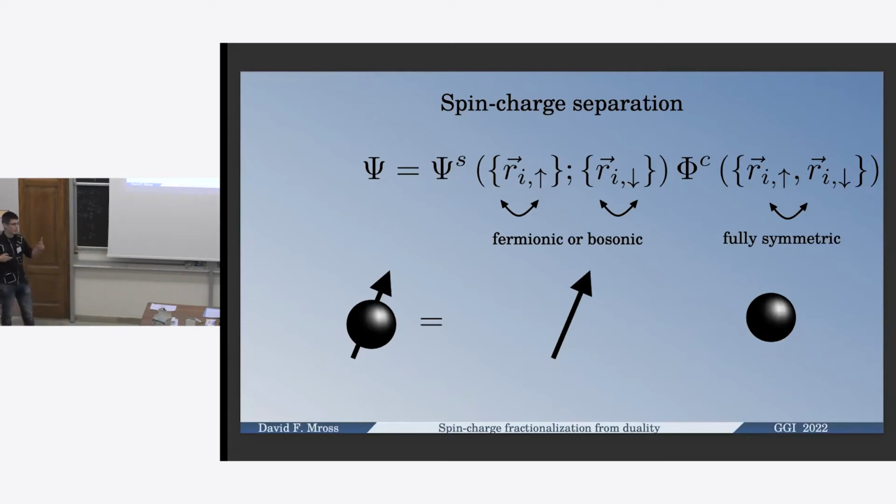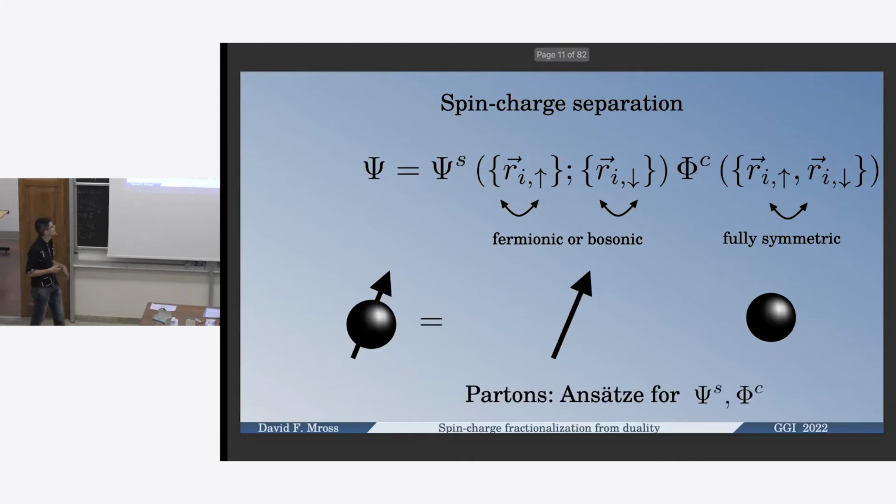This would be one trial state where I can think about spin and charge separating as I'm changing this guy in some manner while keeping the other guy unchanged. And creating kind of possible ansätze for these states, that's one of the outcomes of what's called parton mean field construction. Essentially, this is a way of generating trial wave functions for psi s, psi c, in the hope of describing some physical system.